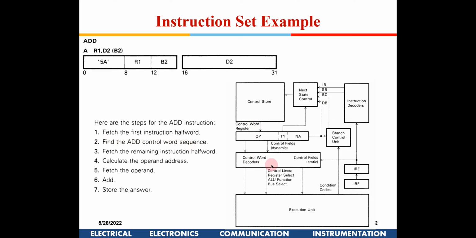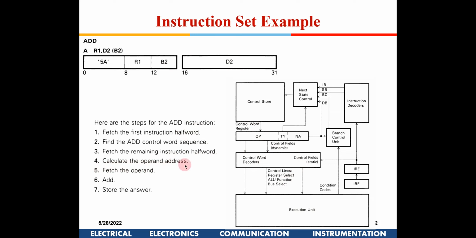Once that is happening, fetch the remaining half instruction word. Why is that so? Because here we have got only the half instruction word. In the rest of the half instruction word, we have the data which requires to be added, right? In certain instructions there could be only one word and it might stop there, but in certain instructions, like in this particular example, we need to have this D2 data also in the instruction. So you need to get the remaining half instruction also, wherein we are going to add this data to the contents of B2.